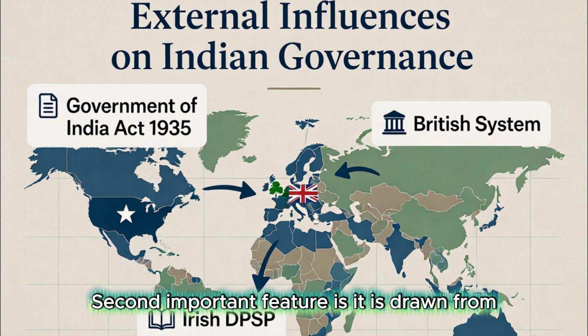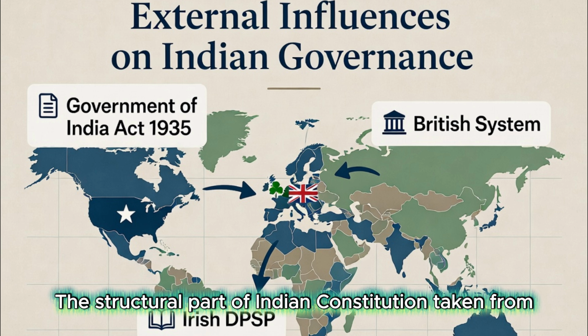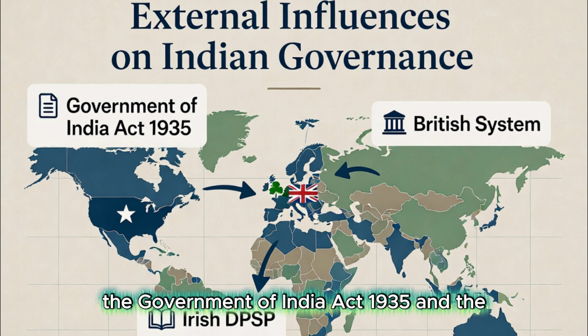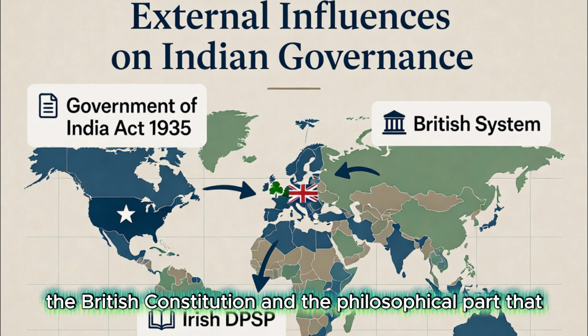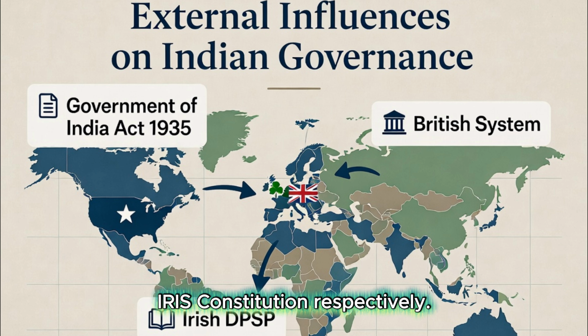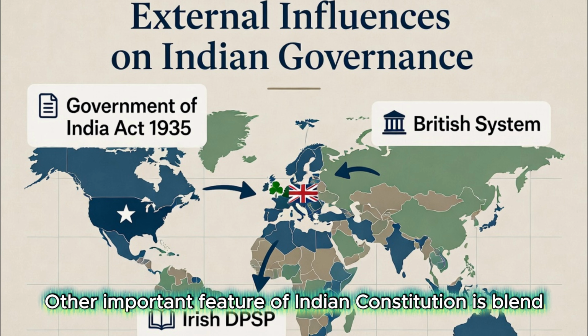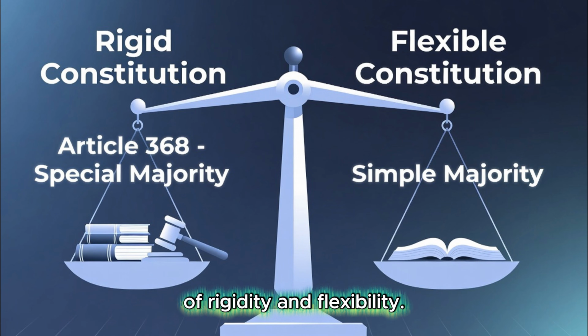The second important feature is that it is drawn from various sources. The structural part of the Indian Constitution is taken from the Government of India Act 1935, and the political form is taken from the British Constitution. The philosophical part, that is fundamental rights and DPSP, is taken from the USA and Irish Constitution respectively.